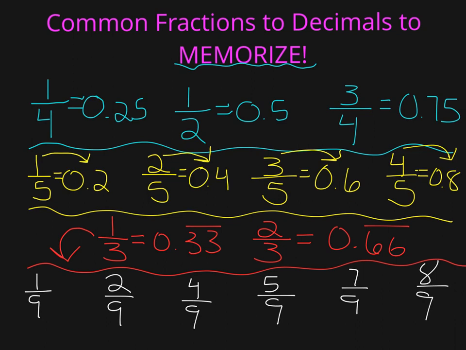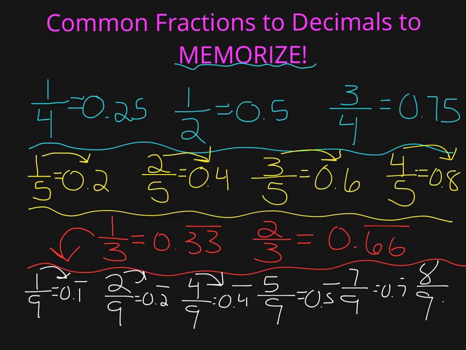Alright, so my nines, 1/9 is 0.1 repeating, 2/9 is 0.2 repeating, 4/9 is 0.4 repeating, 5/9 is 0.5 repeating. Do you see the pattern? The numerator is just repeating. So 7/9 is 0.7 repeating and 8/9 is 0.8 repeating.